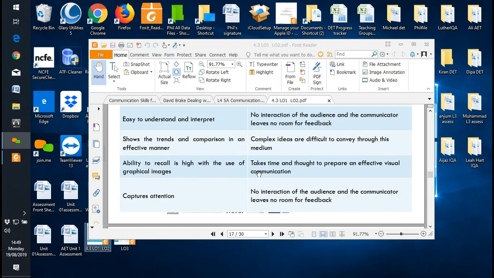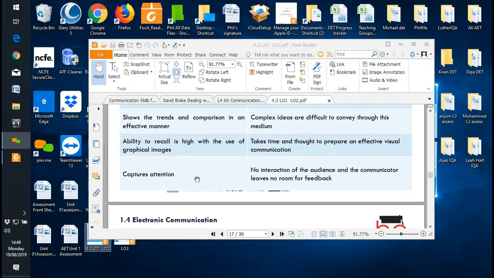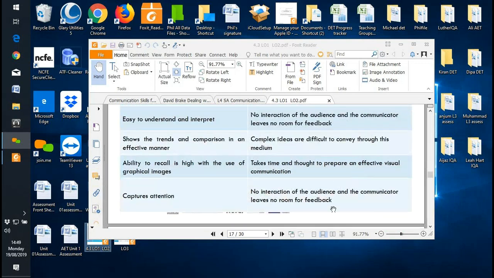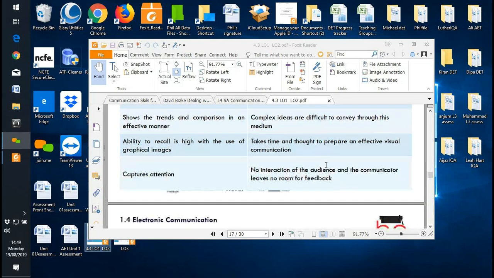Ability to recall is higher with graphics. Takes time and thought to prepare. Does capture attention, but again, there's no interaction between the audience and the communicator, which leaves no room for feedback. One of the things it does do, using the example I gave you before, is that once you've gone through one of those algorithms more than a couple of times, you do remember it, so that next time if there's a conflict on what the best method to proceed is, you've got that algorithm in your head to fulfill that.